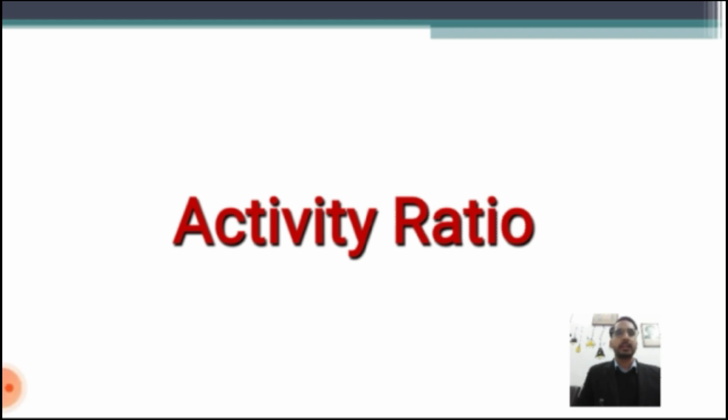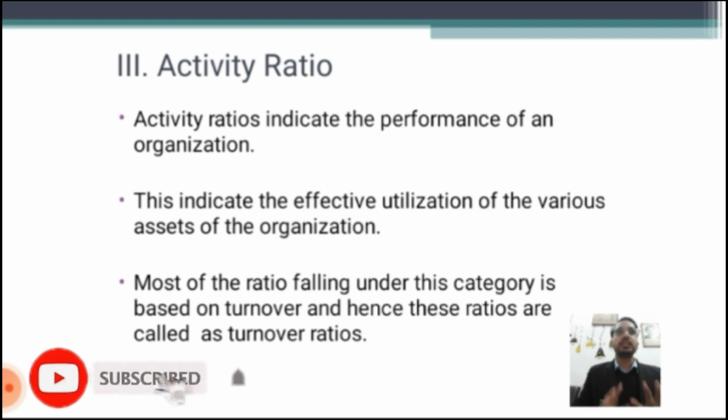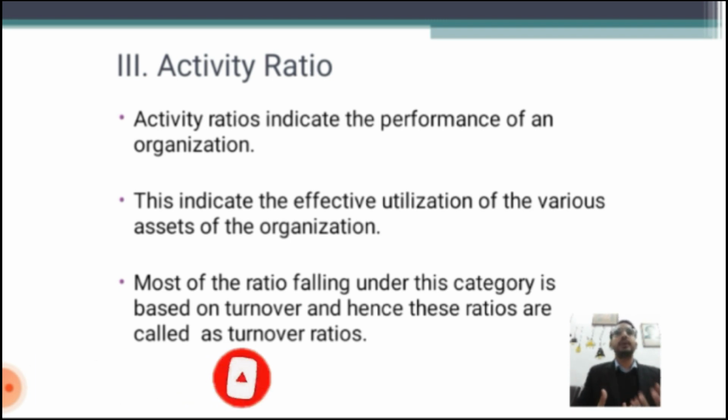Today we will discuss the topic of activity ratio, also called turnover ratio. The efficiency of a firm depends on the efficiency of the management in using the assets. These ratios measure that efficiency. The efficiency with which assets are used is reflected in the speed at which assets are converted into sales. A higher rate of turnover indicates higher efficiency in the utilization of assets.